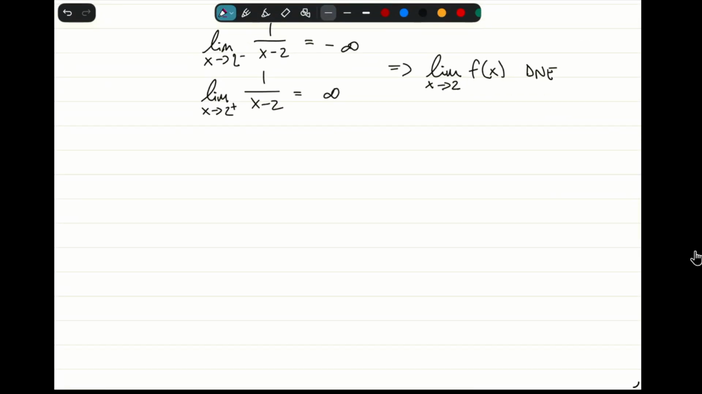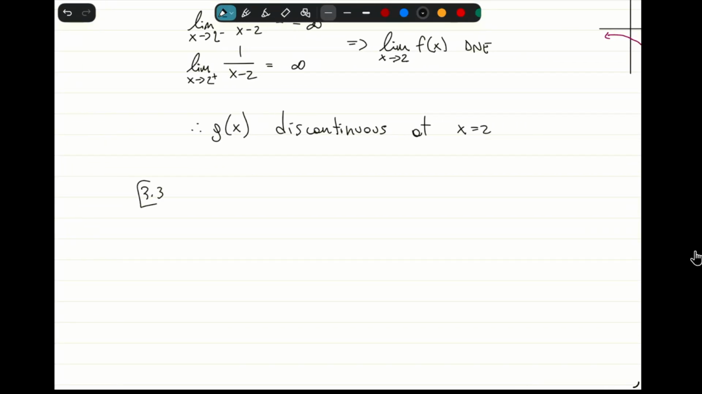All right, so we can conclude that g of x is discontinuous at x equals 2. Nice.